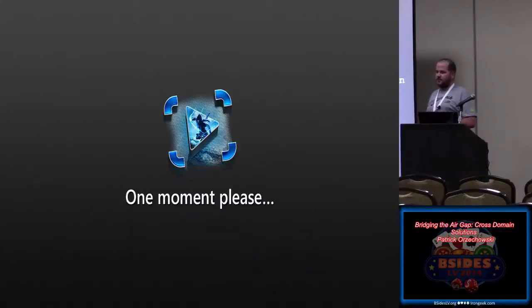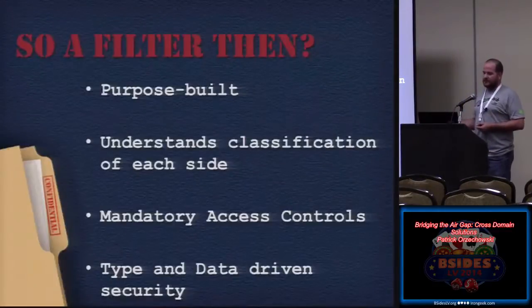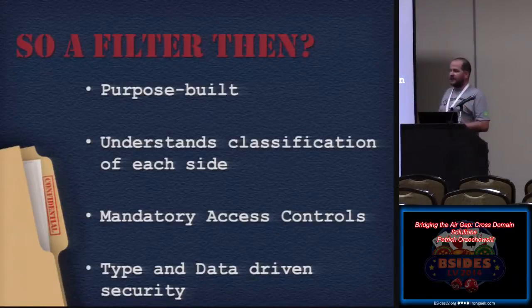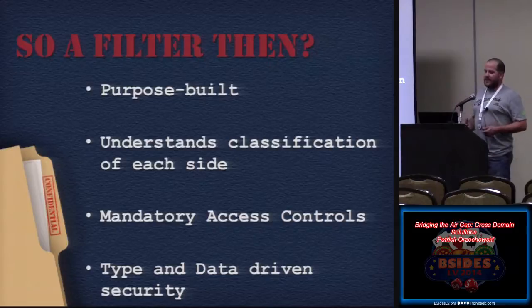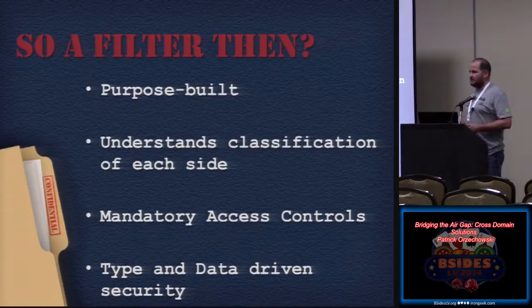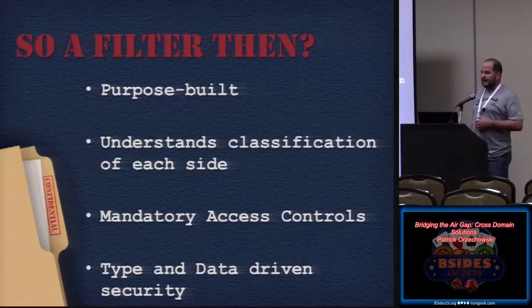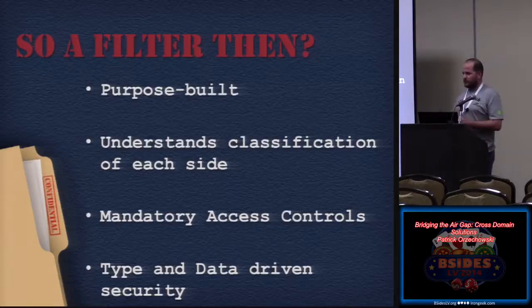SELinux or Trusted Solaris, it'll label the data coming in on either side. So packets will be labeled as secret, top secret, unclassified, and those are distinct separate domains on the system. It uses mandatory access controls. So no discretionary access controls. The access controls are set by the system. Even system administrators cannot change access controls. And type-in data-driven security. This is important because it understands the data that's flowing through the box, right?